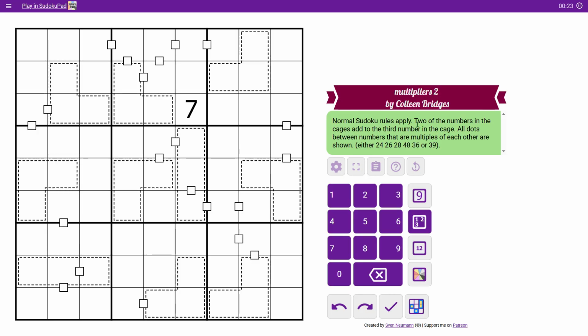Normal Sudoku rules apply. Two of the numbers in the cages add to a third number in the cage. So that's fairly self-explanatory. If that's a 1 and a 2, that would have to be a 3. So two of them have to add to the third, any two numbers in all these cages.